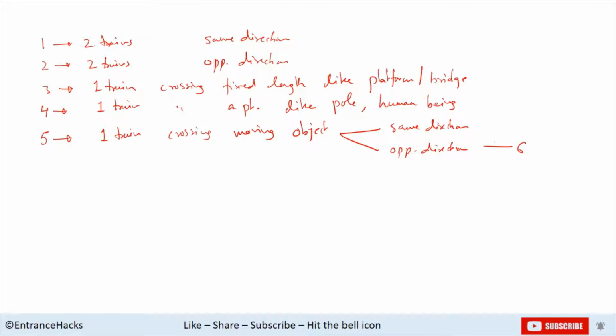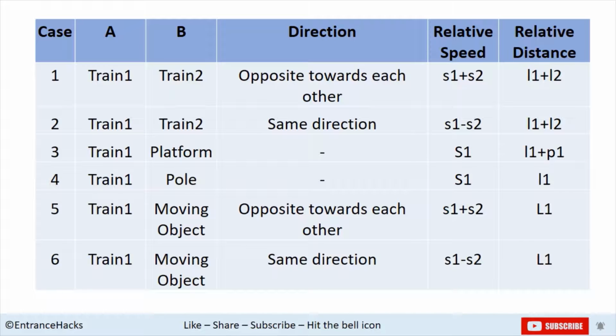When we solve these problems, we should remember we have to calculate speed and distance relative to each other. Relative speed and relative distance are the essence of solving any speed, distance and time problem for trains. Very important. Let's spend some time on this page.